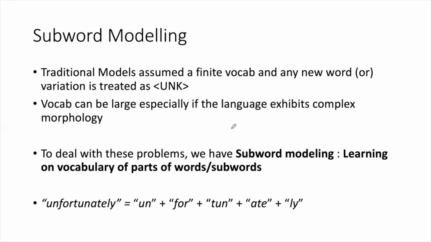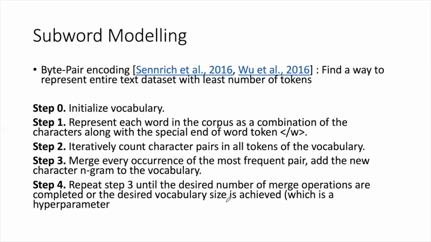So to deal with these problems, we have an approach called subword modeling, where the learning is conducted on the parts of the words, or the subwords. Here is one example where the word unfortunately is divided into around 5 parts. There are several ways to do subword modeling. One of the popular ways is byte pair encoding.